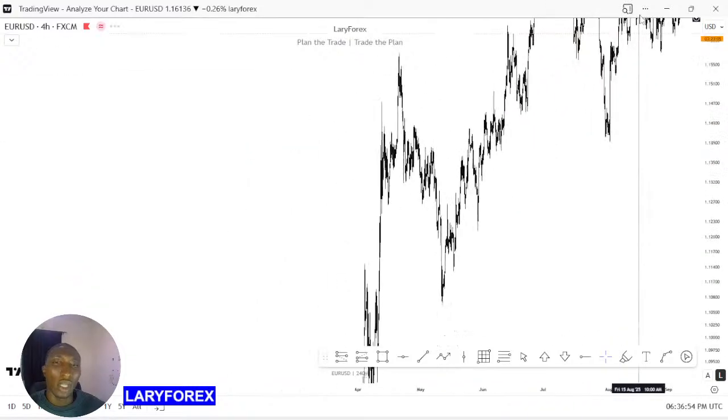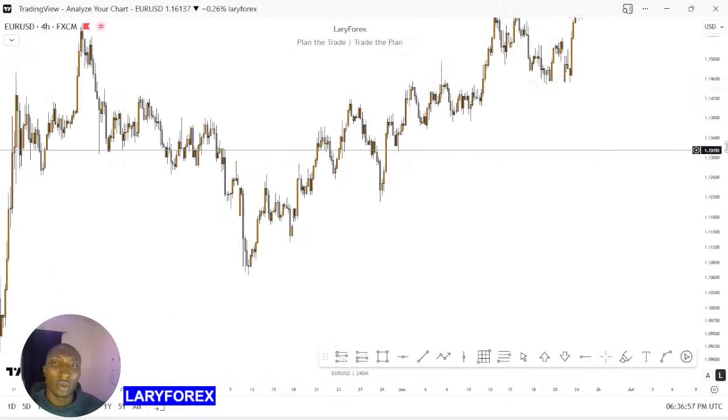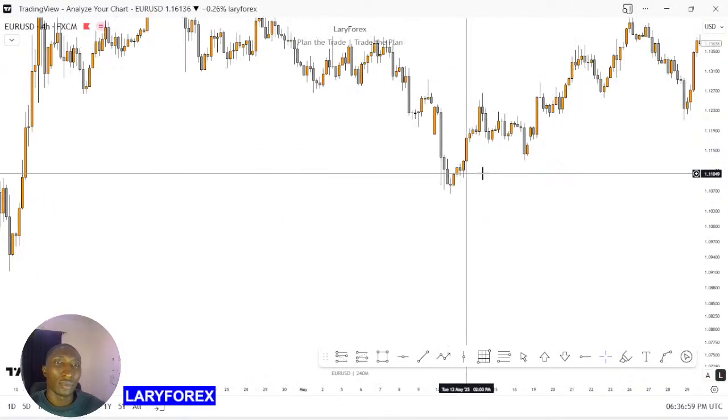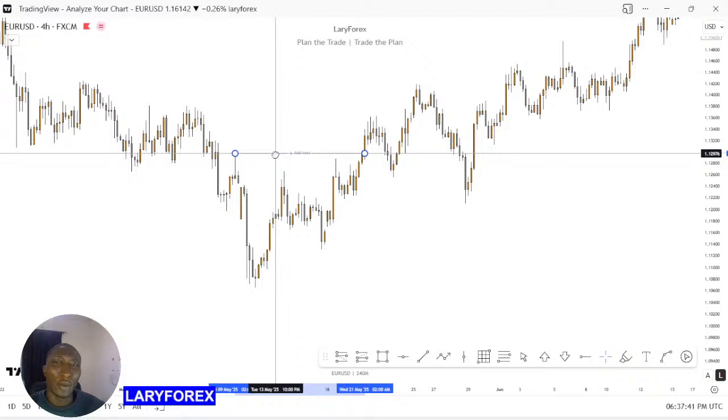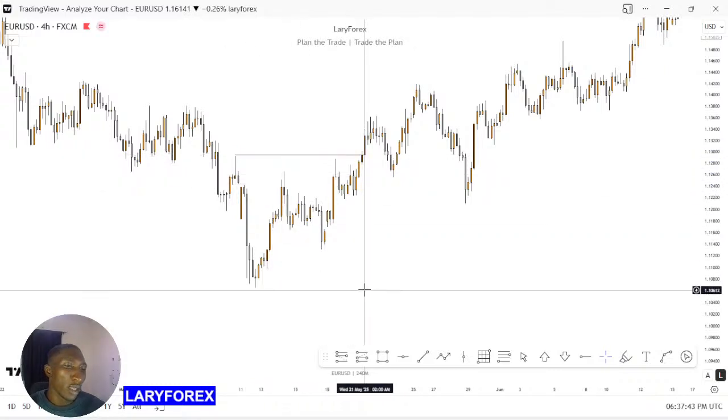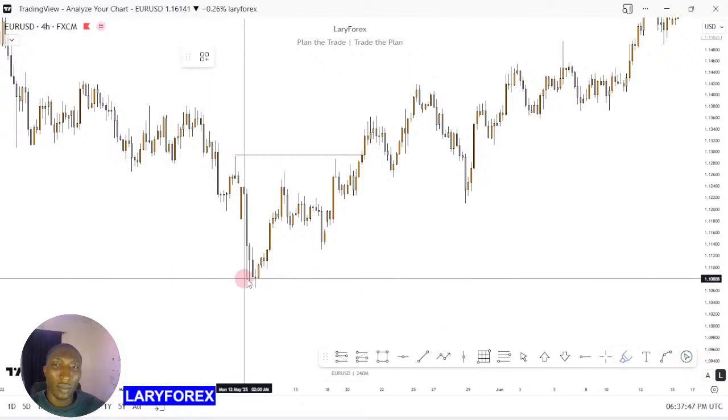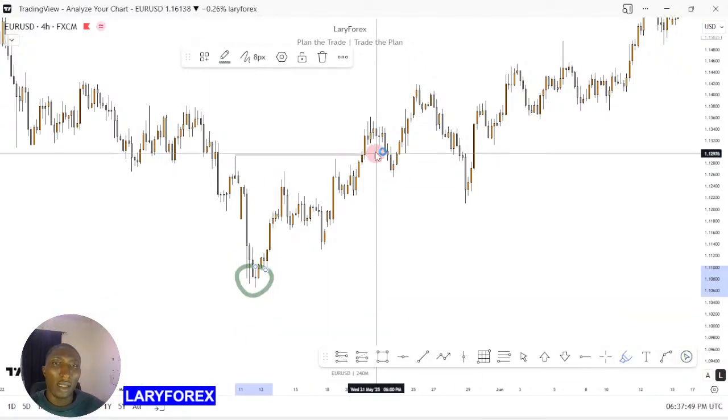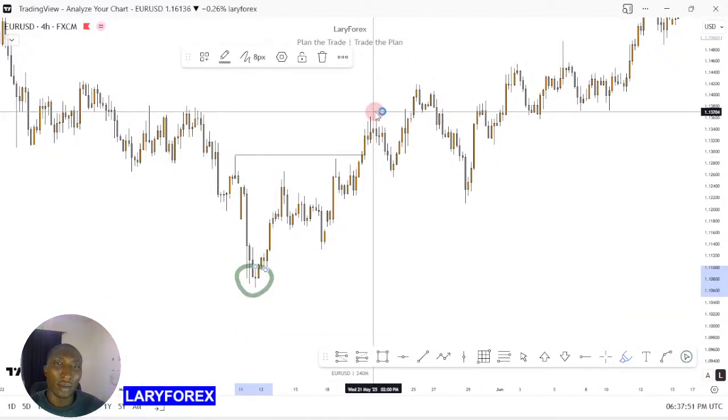So let's get back to it. Let's look at another example. After getting a break of structure at this level, where is now our swing point? This is our swing point A here, and this is our swing point B here.